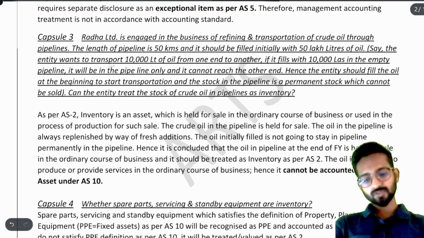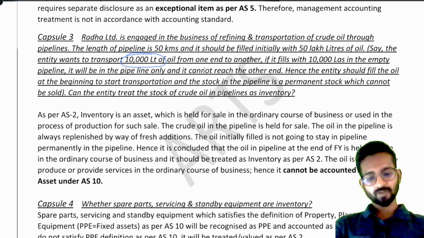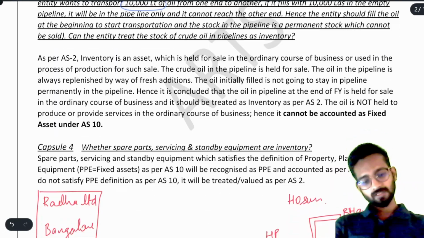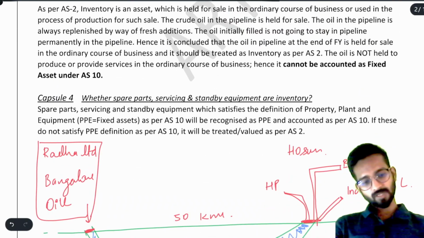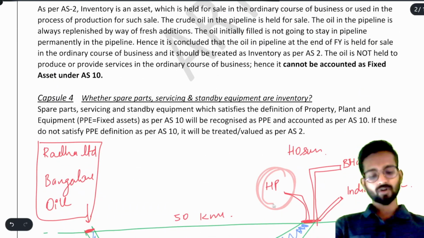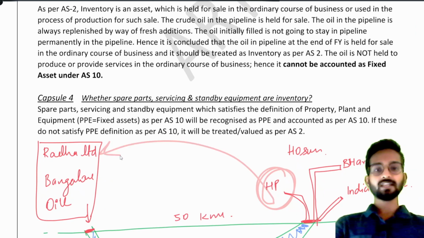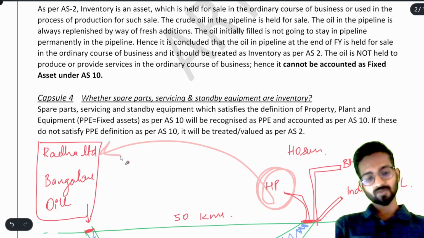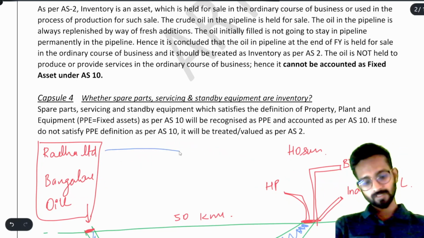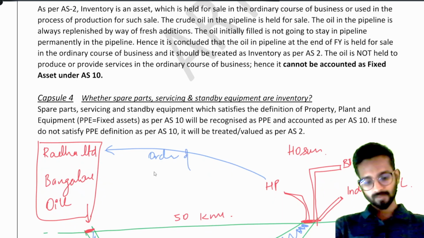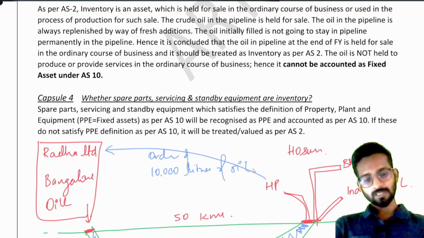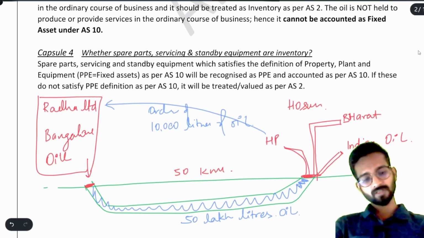Now after this, say the entity wants to transport 10,000 liters of oil from one end to another. Suppose this Hindustan Petroleum places an order with Radha Limited and tells them to send only 10,000 liters. Okay, so I am writing here order of 10,000 liters of oil. Okay, now Radha Limited has to transfer 10,000 liters of oil.